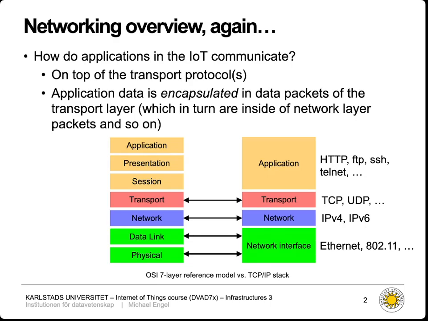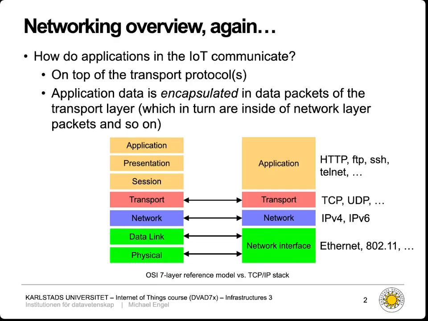presentation, and session layer. And on the application layer, we have specific protocols, for example, for the web, like the HTTP protocol, for file transfers, like FTP, for remote shell access, like SSH or Telnet. So the question is, how do applications that we are going to use in the IoT actually communicate?